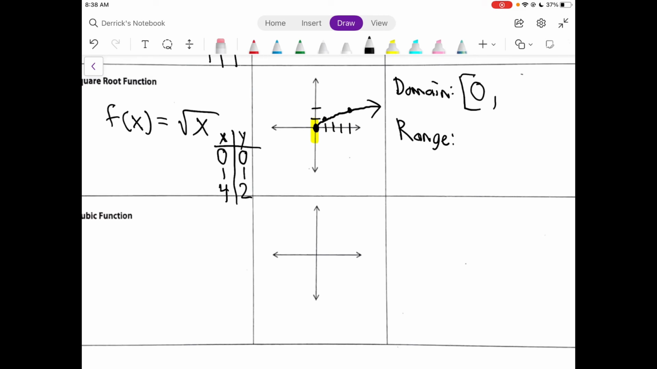As far as how far right the graph goes, well, we can see from this arrow here, this graph is clearly implying that it's going right forever. So our domain would end with positive infinity.